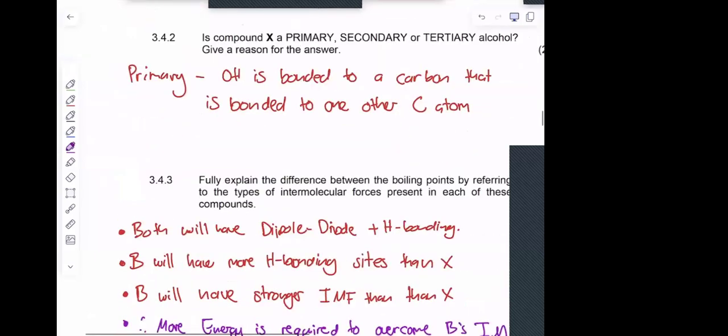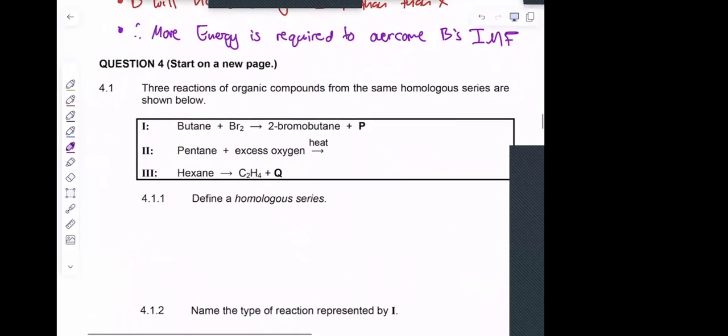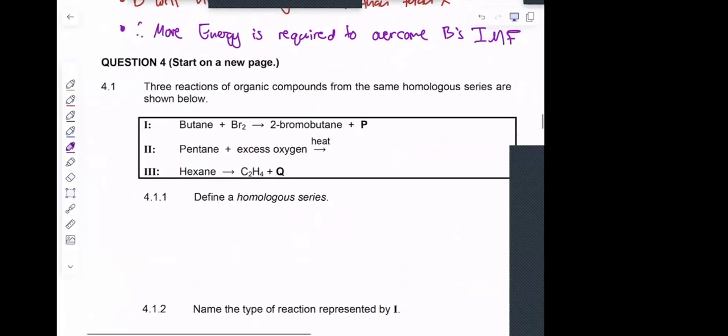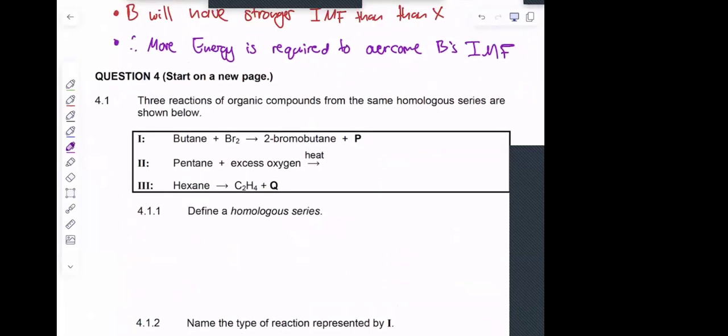Okay, and that's the end of question 3. We're going to jump over to question 4, and hopefully I can finish question 4 today, and then maybe tomorrow we can start with question 5, right? Okay. Question 4 says, we've got 3 reactions of organic compounds from the same homologous series. They're shown below. Reaction 1, butane plus Br2 becomes 2-bromobutane plus P. Reaction 2, pentane plus excess oxygen and heat gives us something. Reaction 3, hexane becomes C2H4 plus Q.